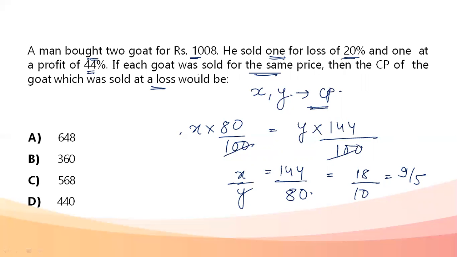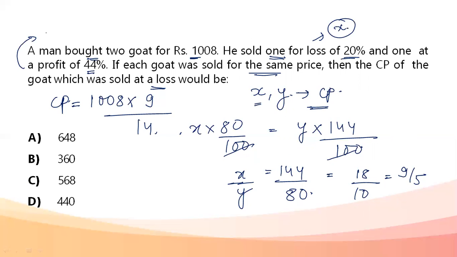Now the cost price of the goat that was sold at the loss becomes 1008 into 9 by 14, because the ratio of the two cost prices I have, first is when it was sold at a loss of 20%, it's x. When it was sold at a profit of 44%, it was y. I found the ratio of x by y, 9 is to 5. What was the cost price of the goat sold at a loss? Total he bought it for 1008. So cost price becomes 1008 into 9 by 14. If the question had asked me the cost price of the goat sold at a profit of 44%, I would have done 1008 into 5 by 14.